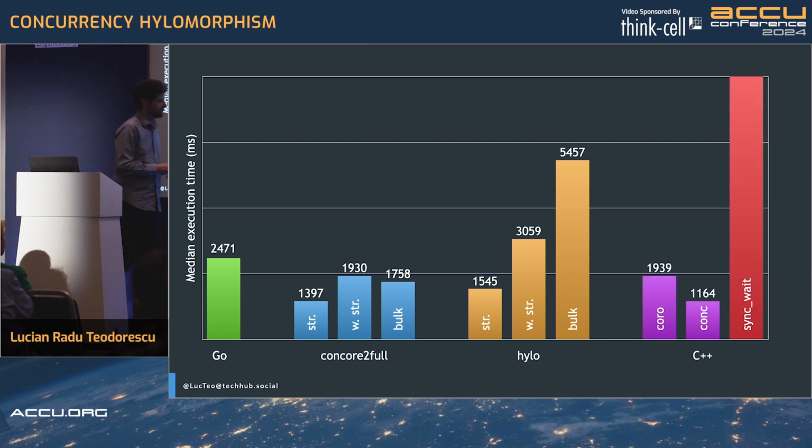But then, of course, I need to compare this to C++. For C++ I have 3 distinct implementations. The first one is just with coroutines. I'm using the task type from the stdexec library. Note that I don't have any concurrency in here. It's just coroutine work. I don't quite need concurrency for this type of problem because the cost of spawning is the thing that I'm measuring. So you see it's a little bit slower than concur to full.